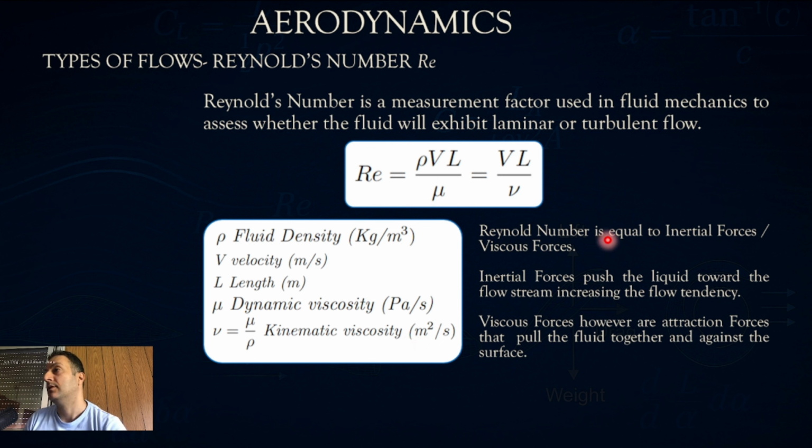Reynolds number, in other words, is equal to inertial forces that push the air or the fluid to flow, divided by viscous forces, or mu. Inertial forces push the liquid toward the flow stream, increasing the flow tendency. Viscous forces, however, are attraction forces. That's also the internal friction of the fluid that pulls the fluid together and resists the flow. It pulls it together and against the surface.